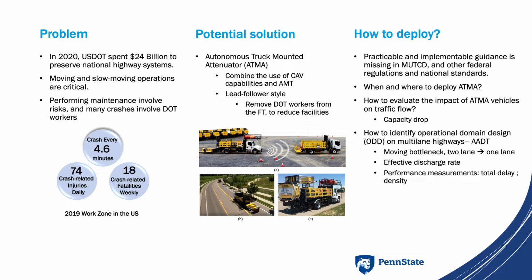involved state DOT workers. The autonomous truck-mounted attenuator, named the ATMA vehicle, combines the use of CAV and AMT, in a leader and follower system, to remove the DOT workers from the following trucks. However, the guidance for its deployment is largely missing in the MUTCD and other federal regulations and national standards.